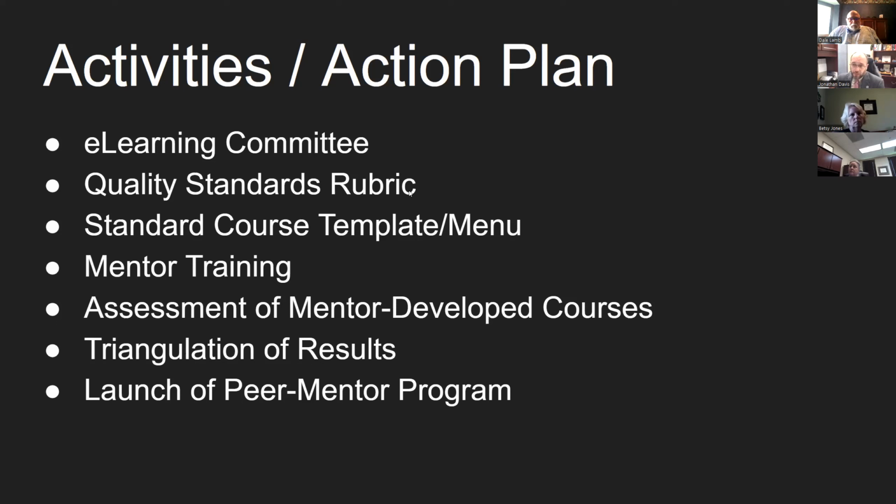The quality standards rubric was developed, and this was an iterative process by which we identified what we thought they should be. We approved it in the e-learning committee. Much of it was adapted from Quality Matters, but included much that was not part of Quality Matters. We developed a standard course menu and template that was deployed to all online courses. This was to help improve the student experience in online courses immediately by helping them navigate.